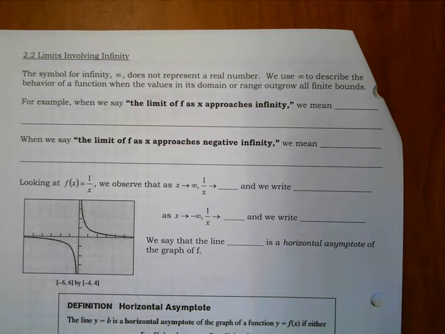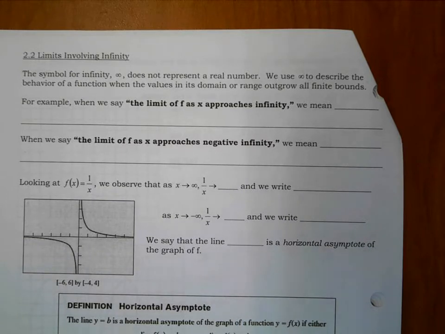Okay, so we are now going to move on to section 2.2, which is limits involving infinity. This is on page 12 in your notes. You're going to want to have a graphing calculator handy for this. So we've talked about this before, especially end behavior.